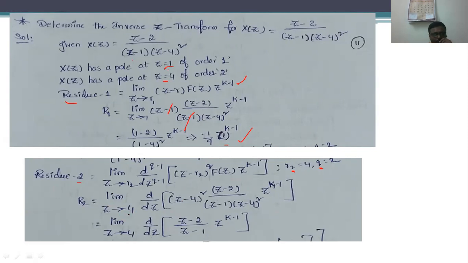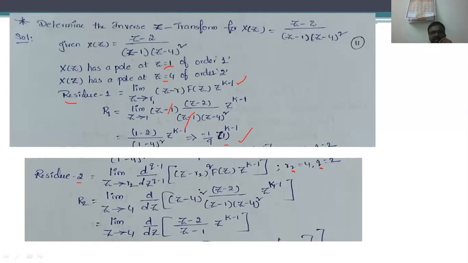limit z tends to 4 of d by dz. The q value is 2, and 2 minus 1 is 1. Therefore, d by dz of (z minus R2), where R2 is the repeated pole, which is 4, so (z minus 4) whole power 2, which means the order of the repeated pole is 2, into f of z. The f of z value is z minus 2 divided by (z minus 1) into (z minus 4) whole square, into z power k minus 1.